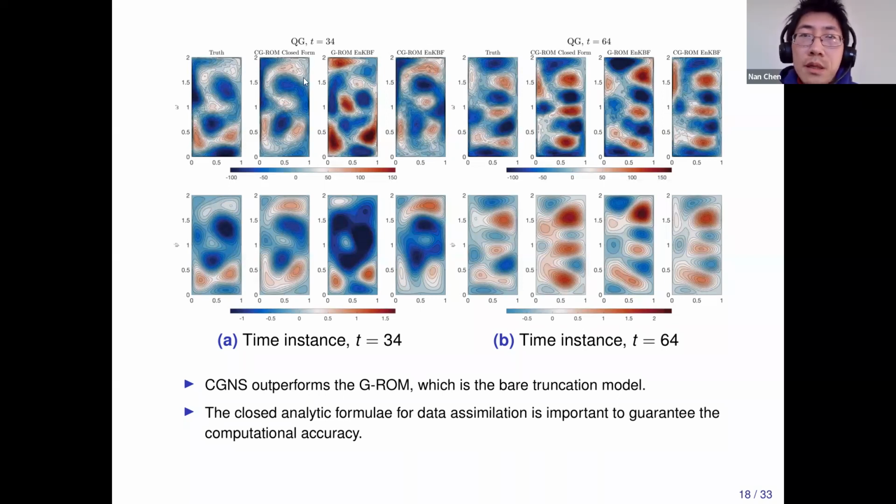This figure illustrates that the CG conditional Gaussian model is a useful model, and the closed analytical formula is a very fast scheme to deal with the data assimilation calculations. And this is another time instant. We have a similar behavior.